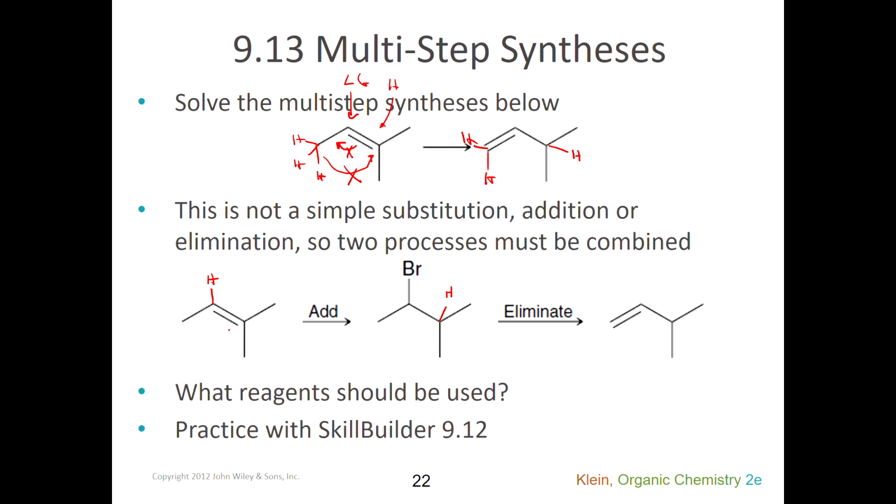Right, if I've got a pi bond, this hydrogen here is still here. So I'm just adding a Br to one carbon and an H to the other carbon. So is it okay if I just use HBr?